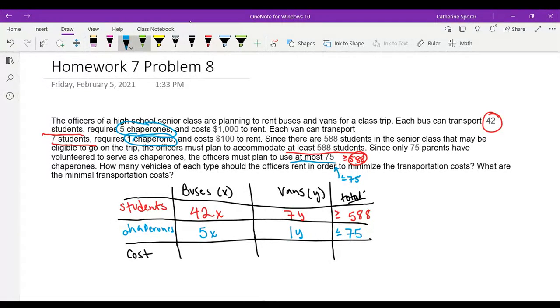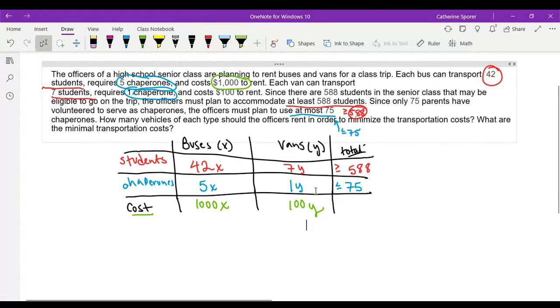And then the information that we have about the cost is that each bus is $1,000 to rent. So $1,000 times the number of buses. And then each van is $100 to rent. So $100 times the number of vans.